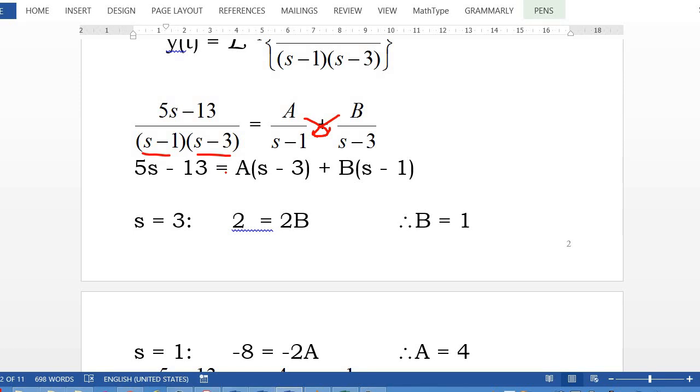Again, for linear terms, we can substitute s equal to 3, because 3 minus 3 makes this term 0. Then we can solve for B, which is 3 minus 1, so we have 2B. For the left side, 5 times 3 is 15, minus 13 gives 2. So 2 equals 2B, hence B equals 1.